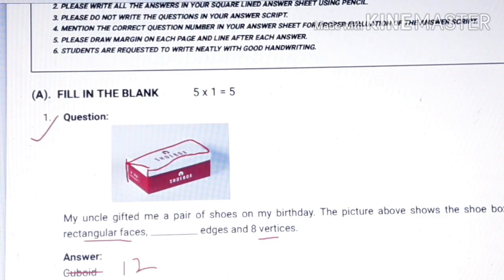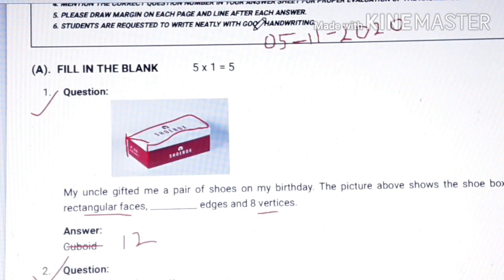So children, let's discuss the term 1 question paper. Today's date is 5/11/2020. Okay. So you can write down this date on your question paper. Children, take out your maths copy so that you can find out where you made your mistakes.